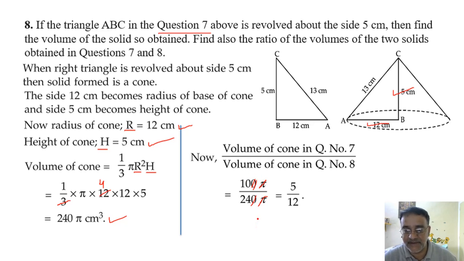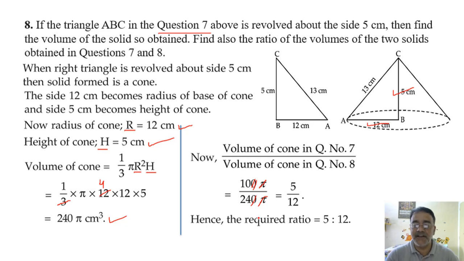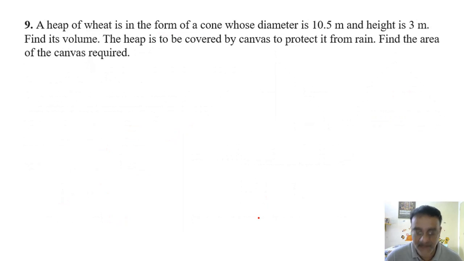5:12. Very good. 5 upon 12. Hence the required ratio is 5:12. Any doubt in this question? No, sir. Okay, so now we are moving towards question number 9.